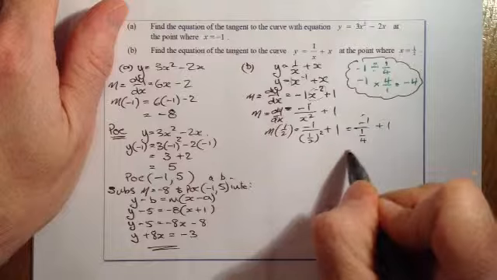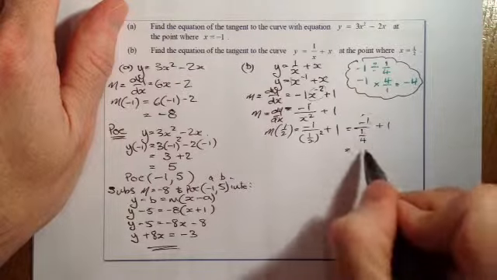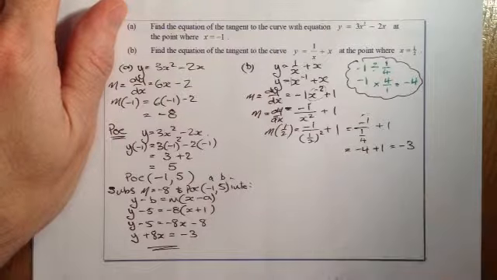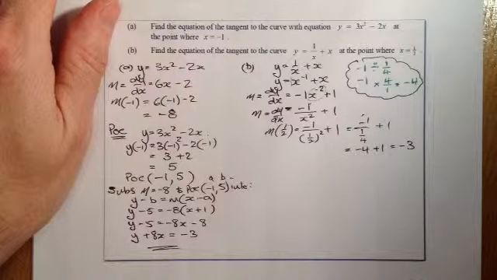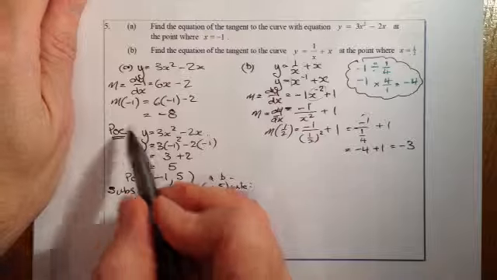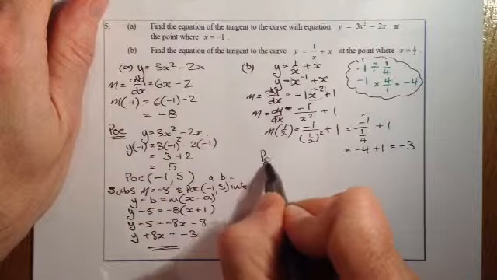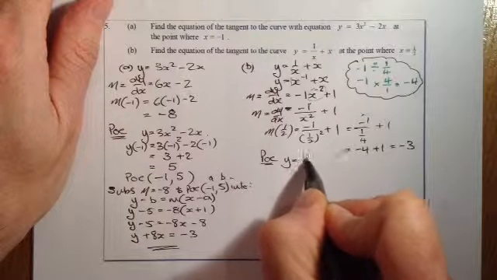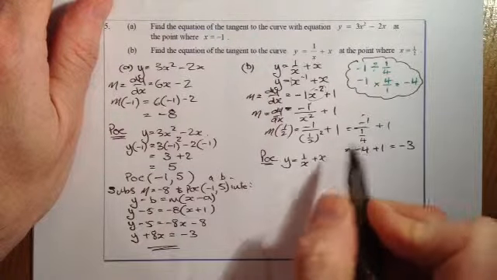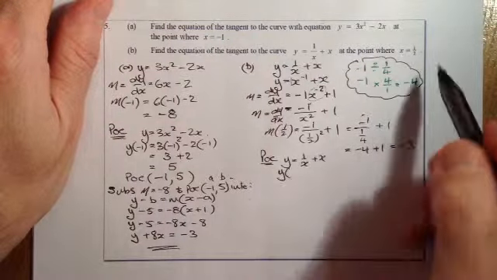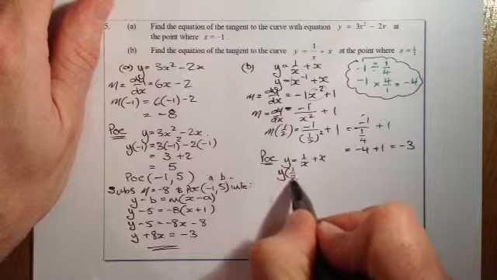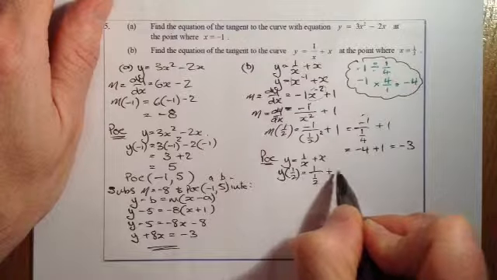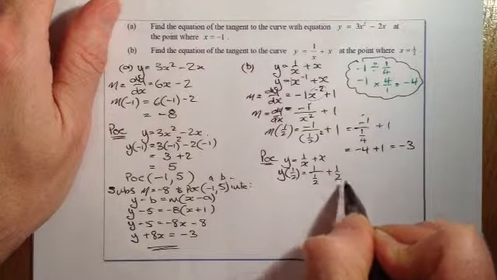Right, so from here, that bit there works out to minus 4 plus 1, and that's going to give me an answer of minus 3 as my gradient. Right, so I'm going to find the point of contact next. So for the point of contact, we're going to use y is equal to 1 over x plus x, and I'm substituting in the value of a half into there. So it's 1 over a half plus a half.